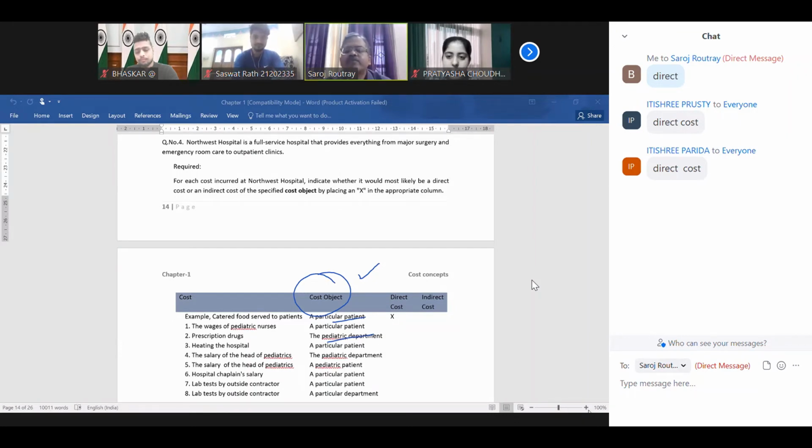On what basis do you see that one cost is a direct cost? What is the definition of direct cost? So, particular patent.